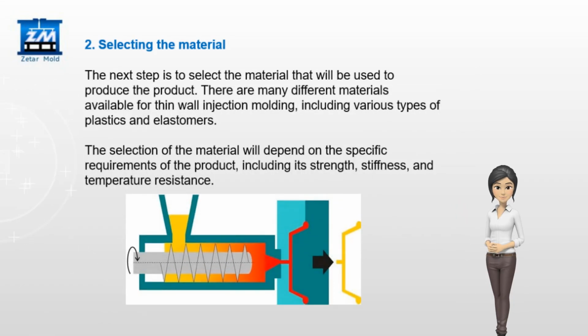Selecting the material. The next step is to select the material that will be used to produce the product. There are many different materials available for thin wall injection molding, including various types of plastics and elastomers. The selection of the material will depend on the specific requirements of the product, including its strength, stiffness, and temperature resistance.